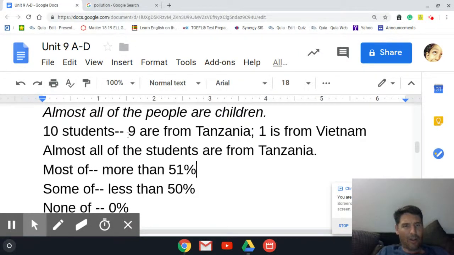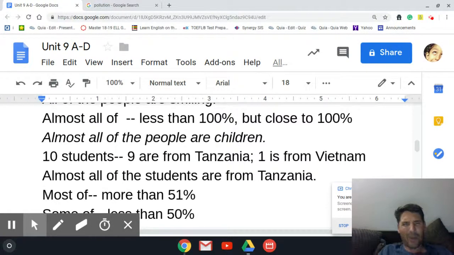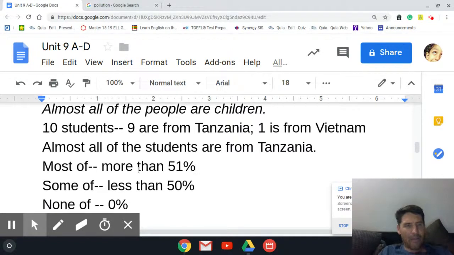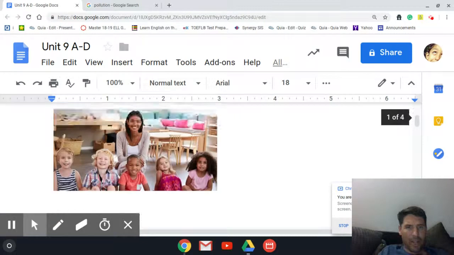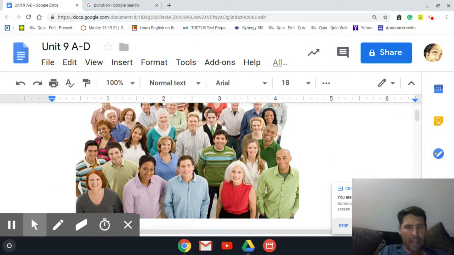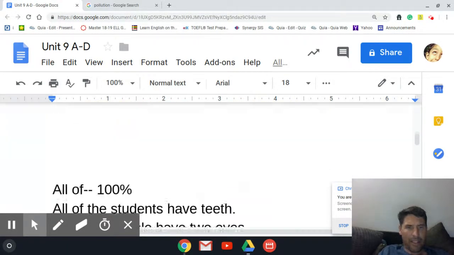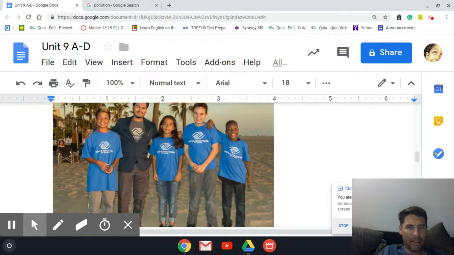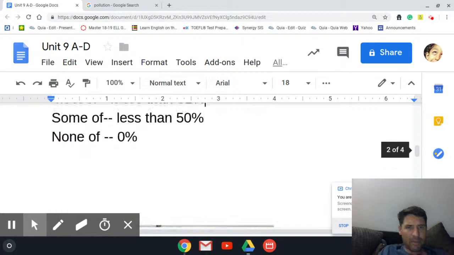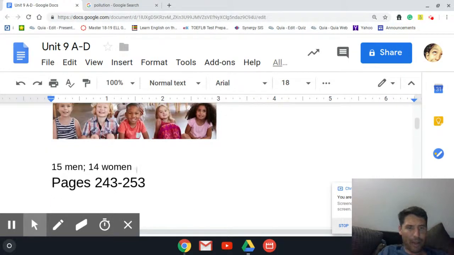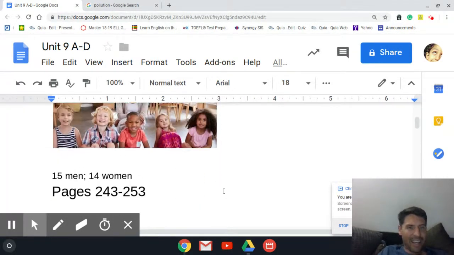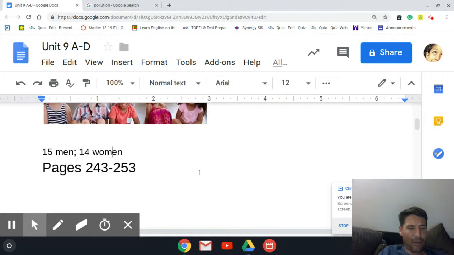Okay. And really, almost all of is very similar to most of. It's just that when I say almost all, it's really close to 100%. Most of is going to be more than 51%. So believe it or not, in this picture here, I counted how many men there were and how many women. I don't remember where. Oh, there it is. 15 men, 14 women. See, I didn't lie to you. So there's one more man than there are women, right? It's not an equal number.